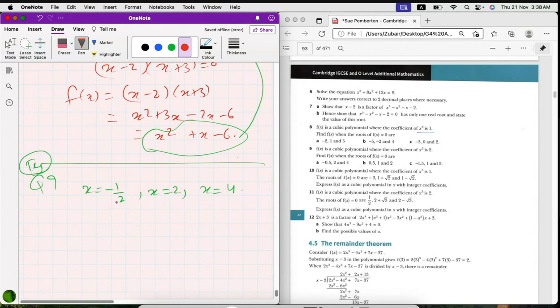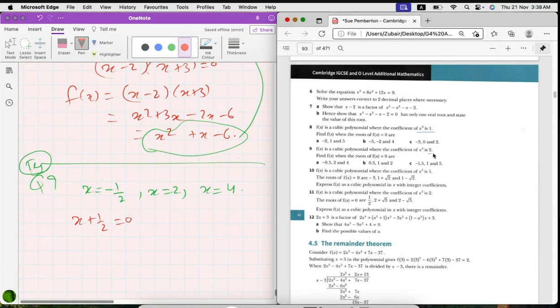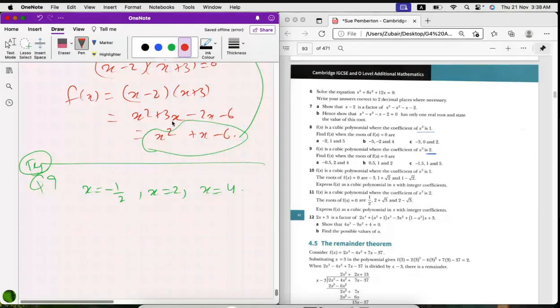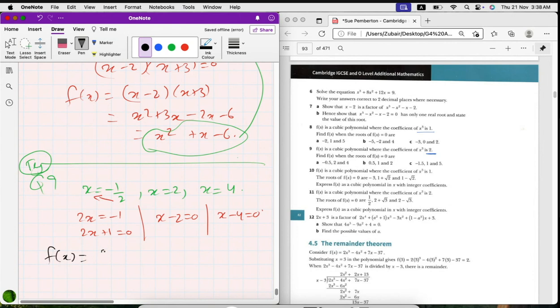Now, there are two ways. I can write x plus 1 by 2 equal to 0, right? But the hint is already there that the coefficient of x cube is 2. So instead of doing this, I'm multiplying this 2 on the other side. 2x is equal to minus 1 and 2x plus 1 equal to 0. And this is x minus 2 equal to 0. And this is x minus 4 equal to 0. Now we multiply these three.